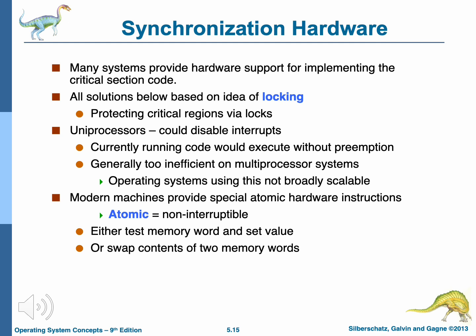Many modern computer systems therefore provide special hardware instructions that allow us either to test and modify the content of a word or to swap the contents of two words atomically, that is, as one uninterruptible unit. We can use these special instructions to solve the critical section problem in a relatively simple manner. Rather than discussing one specific instruction for one specific machine, we abstract the main concepts behind these types of instructions by describing the test and set and compare and swap instructions.